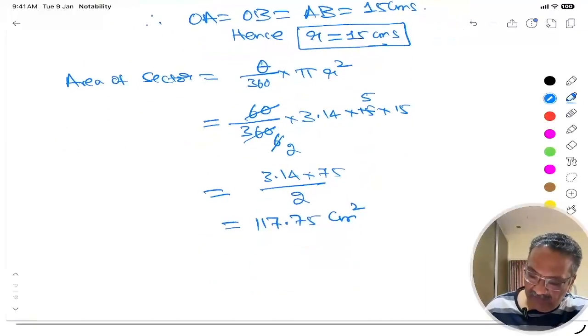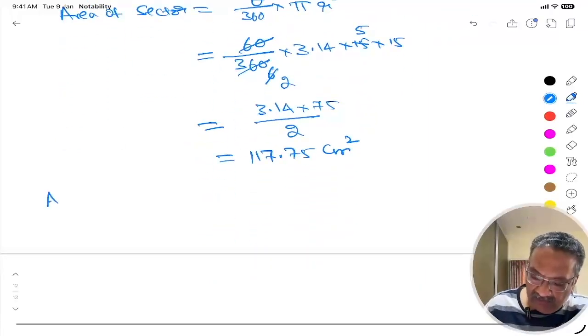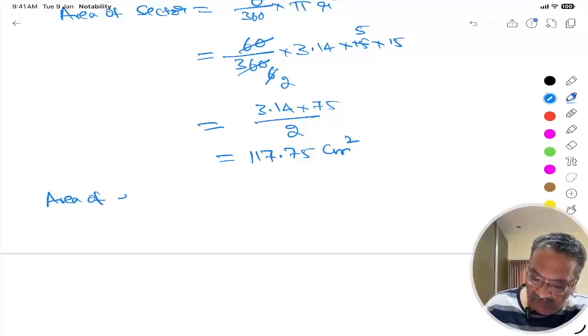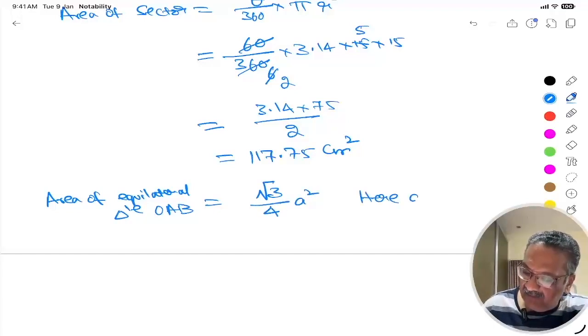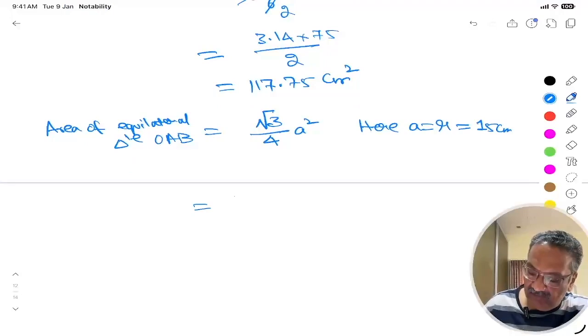Now, the area of the equilateral triangle. Area of equilateral triangle OAB is equal to root 3 by 4 a square. Here a is nothing but the radius, which is equal to 15 centimeter. So therefore this is equal to root 3.